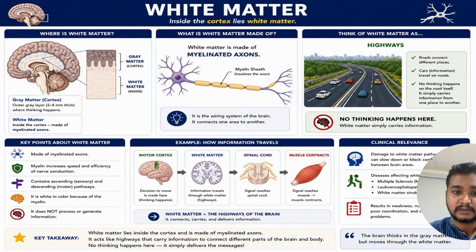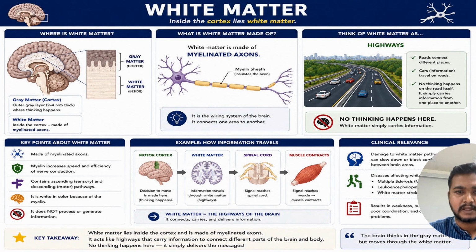But here's the key concept that every medical student should remember. White matter does not think. It simply carries information. The thinking happens in the grey matter. The white matter is the communication network that delivers those messages. Imagine you decide to pick up a cup of coffee. The decision is made in the cerebral cortex. That signal then travels through the white matter, down the spinal cord, to the muscles of your arm, and finally, your muscles contract. Without white matter, the message would never reach its destination.